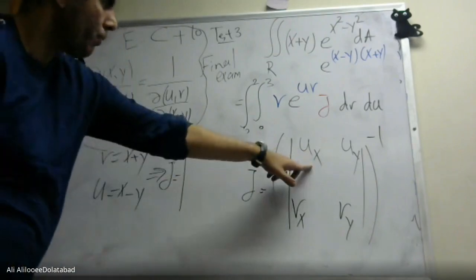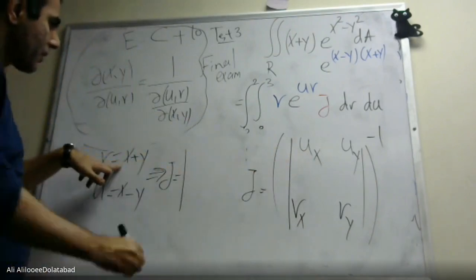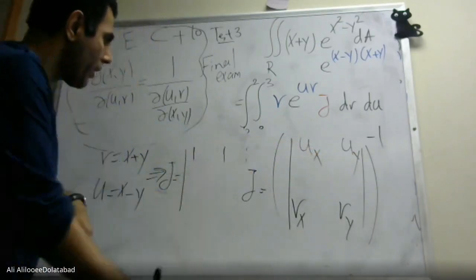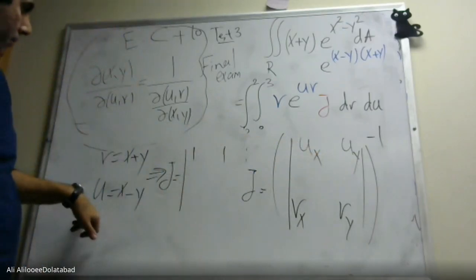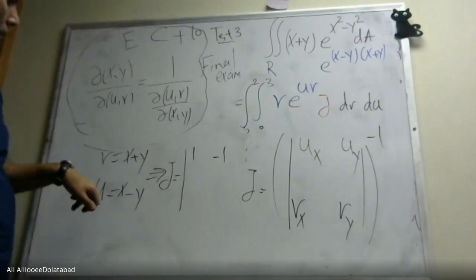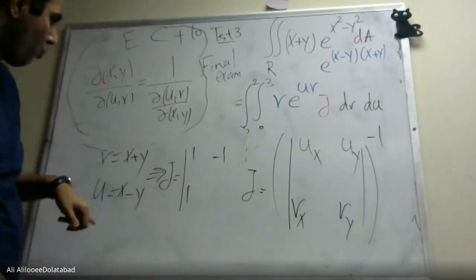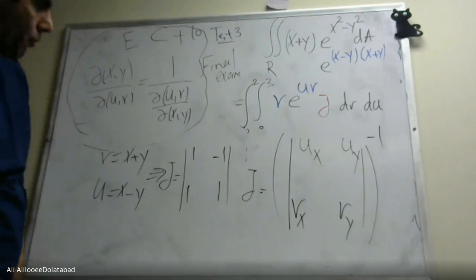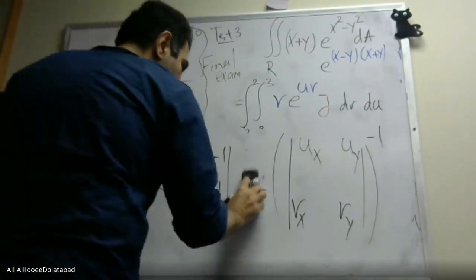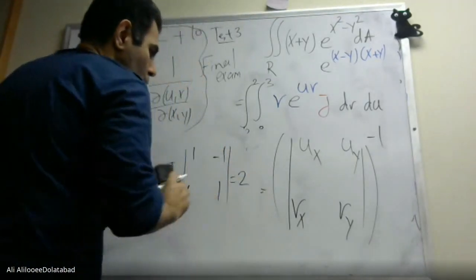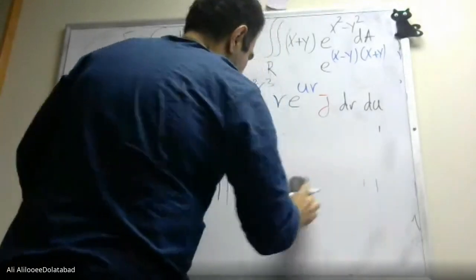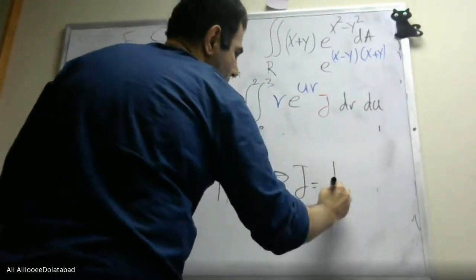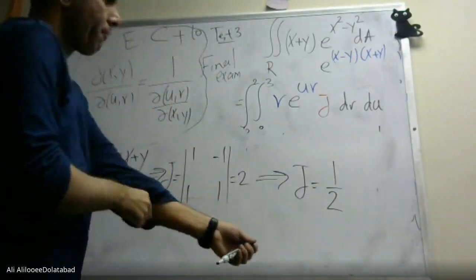Then the partial derivative of u with respect to x is 1. The partial derivative of u with respect to y is, I'm sorry, minus 1. The partial derivative of v with respect to x is 1. The partial derivative of v with respect to y is 1. If you find this determinant, it is 2. But what is the Jacobian? The Jacobian is the reciprocal of 2.